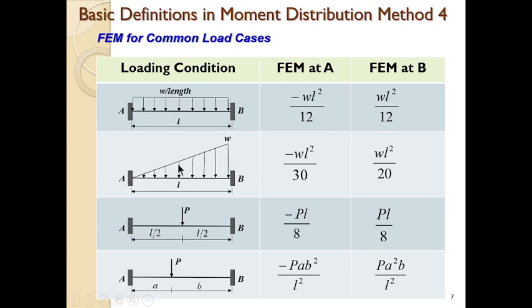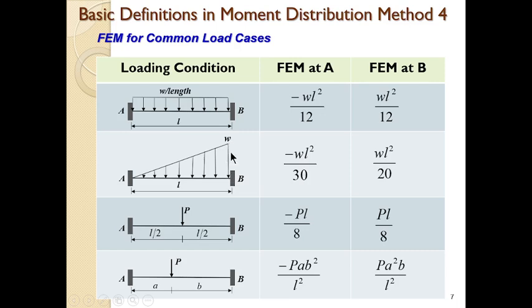This is a case of a uniformly varying load. The fixed end moment at the left support, that is where the load starts at 0, is minus wL squared over 30, while for the right support here is wL squared over 20. Now take note for this case, the minus is usually for the left support and the plus is for the right support, while wL squared over 30 is for the side with minimum load and wL squared over 20 is for the side of maximum load.